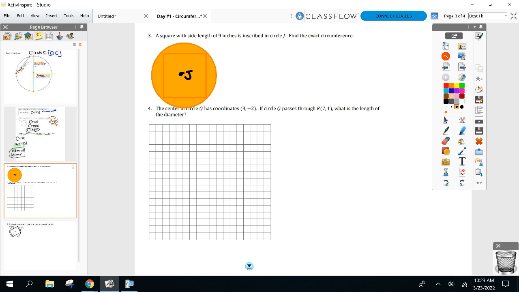And it's got a side length of 9. All right, we got some work to do. Exact circumference. Another way of saying in terms of pi. Exact circumference. Same thing as if I said leave your answer in terms of pi. So our final answer should have a pi with it.